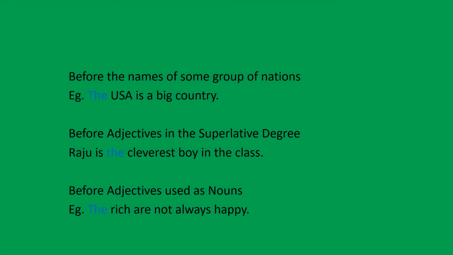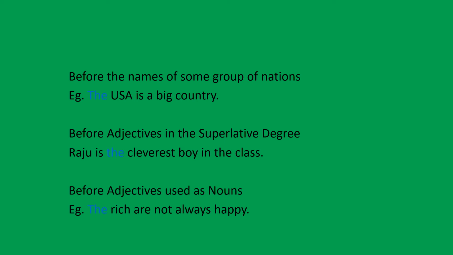The is also used before the names of some groups of nations. Generally with the names of countries we do not use the. We do not say the India, the China, the Afghanistan. But when we talk about certain countries which are a group of nations, we will use the with them, like the USA. Here we use the with USA because it's the United States of America, a group of different nations. So we will use the with them.